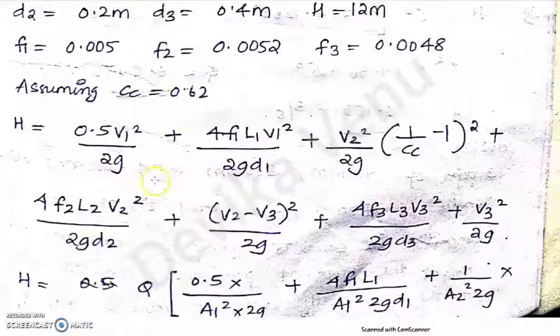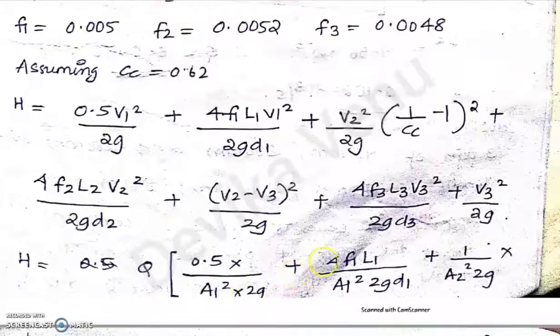Here there is a mistake. Instead of Q square, I have only written Q. V1 is equal to Q by A1, so what is V1 square? Q square by A1 square. So a Q square is missing here. Instead of V1 square, I have substituted Q square by A1 square. And here also there is a V1 square term, again Q square by A1 square.